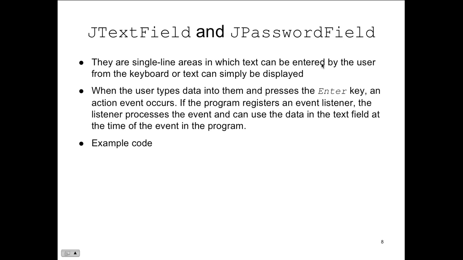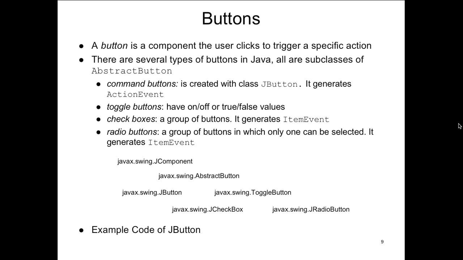So we have text entered by the user from the keyboard, and it can simply be displayed on the screen. When the user enters the data and presses the enter key, an event has occurred. An action event actually occurs that says text changed, text entered. If the program registers an event listener, the listener processes the event and uses the data in the text field at the time of the event, and copies it to a variable or does something to it, depending upon what the action associated with the event is.